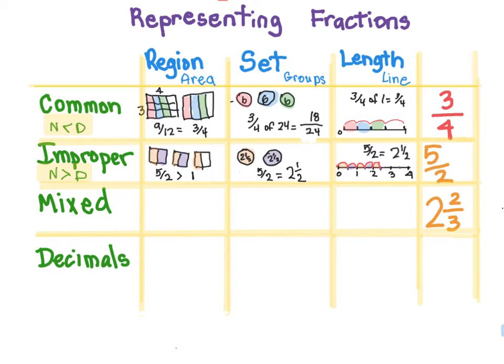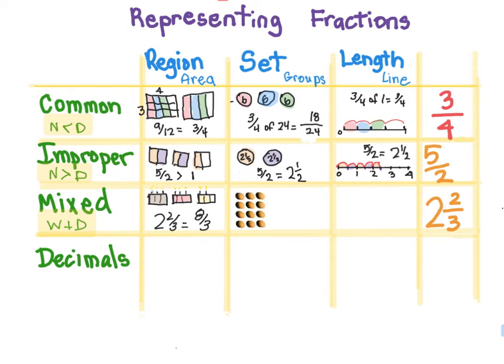Mixed numbers have 2 parts, the whole number and the fraction. Representing 2 2/3 as a region, we might think of cakes. 1 whole chocolate cake, 1 whole strawberry cake, and 2/3 of a vanilla cake. If each cake is divided into equal pieces, we have a total of 8 pieces, which is 8/3. So 2 2/3 is the same thing as 8/3.